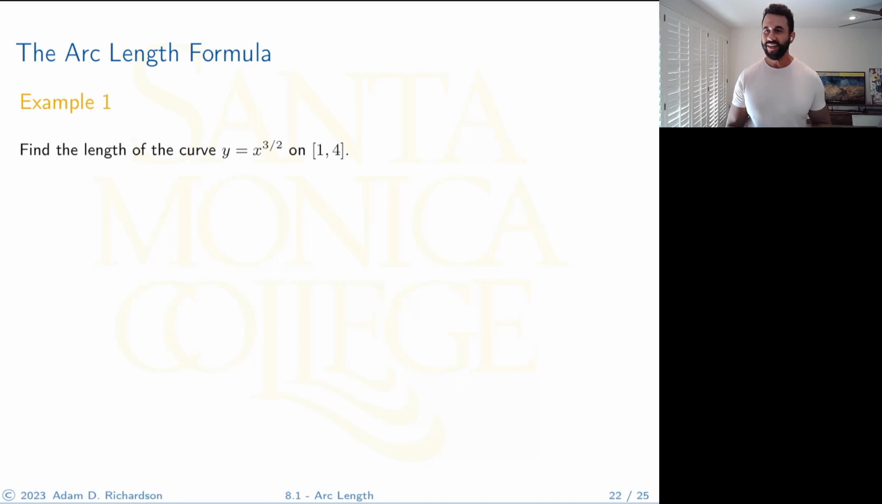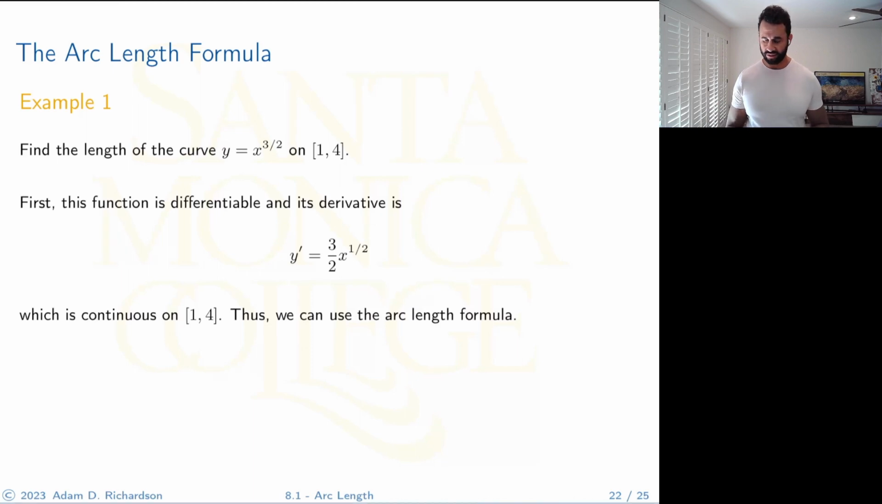All right, so we derived the arc length formula, and now we're just going to use the arc length formula to compute the length of this curve on the interval 1 to 4. At this point, there's not much to do except compute the derivative, plug it in, and then simplify. So let's jump right to that.